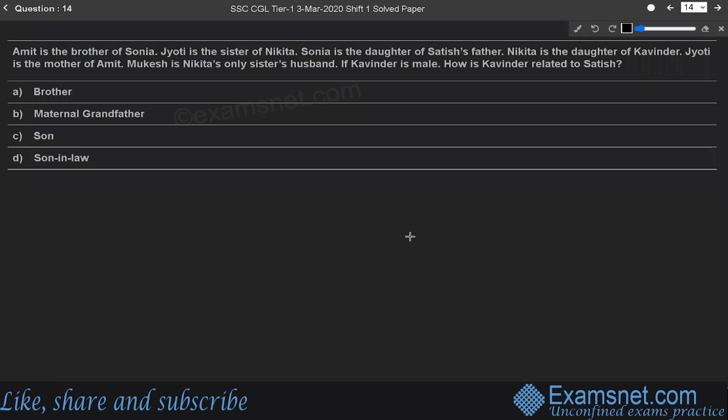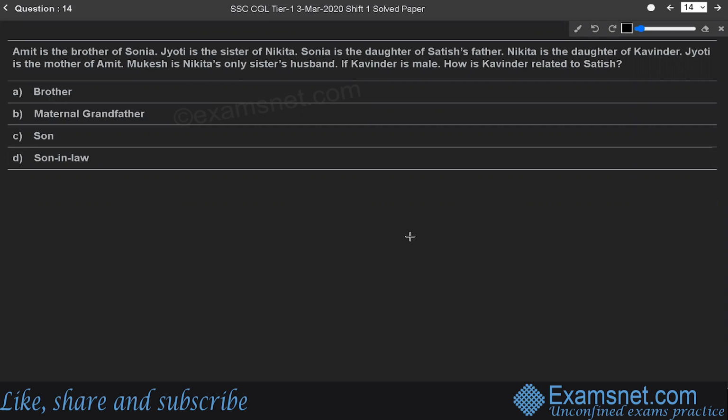Next question is, Amit is the brother of Sonia. Jyoti is the sister of Nikita. Sonia is the daughter of Satish's father. Nikita is the daughter of Kavinder. Jyoti is the mother of Amit. Mukesh is Nikita's only sister's husband. If Kavinder is male, how is Kavinder related to Satish? Options: brother, maternal grandfather, son, or son-in-law.